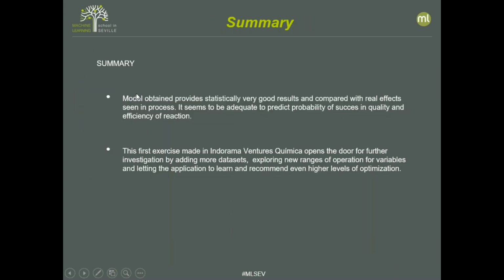In summary, the model obtained provides statistically very good results and, compared with real effects seen in the process, it seems adequate to predict the probability of success in quality and efficiency of reaction. This first exercise, made at Indorama Ventures Química, opens the door for further investigation by adding more and more data sets, exploring new ranges of operation for variables, and letting the application learn and recommend even higher levels of optimization. Thank you very much.